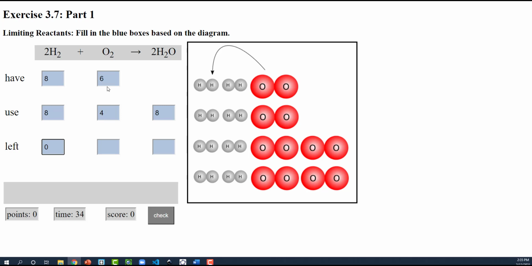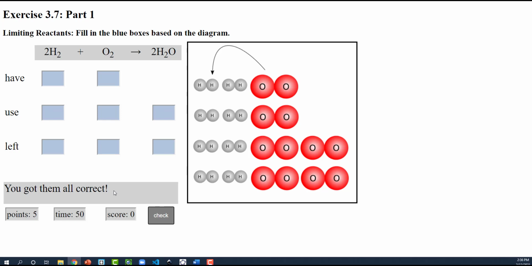6 were a present of oxygen. I only used 4 of them, so I have 2 of them left over. And finally, how many waters can I make? I'm going to end up making 8 of them. So hopefully that made sense, and let's just double check if that would say, oh great, we got them all correct.